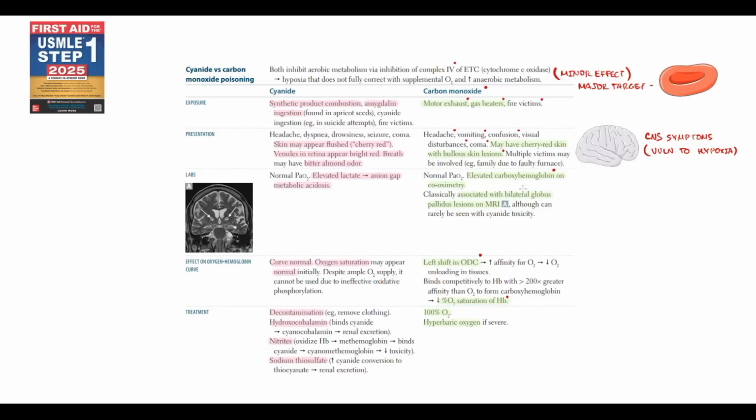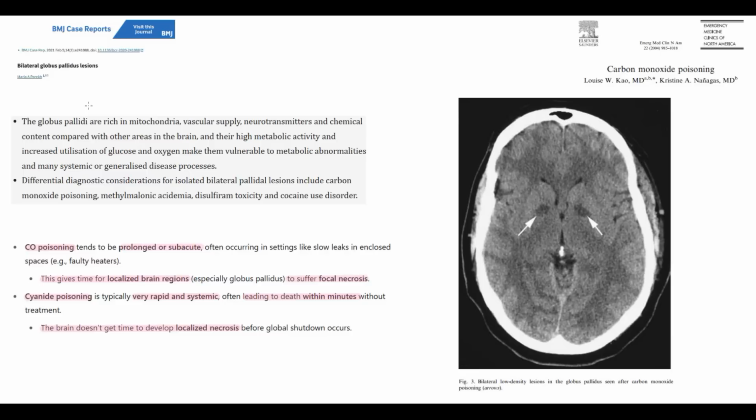The signature feature of carbon monoxide poisoning is bilateral globus pallidus lesions on MRI. It's an important diagnostic feature because in cyanide poisoning, typically globus pallidus involvement is absent. So why is that? Globus pallidi have a lot of mitochondria due to a very high metabolism. This makes this structure very vulnerable to hypoxic injury.